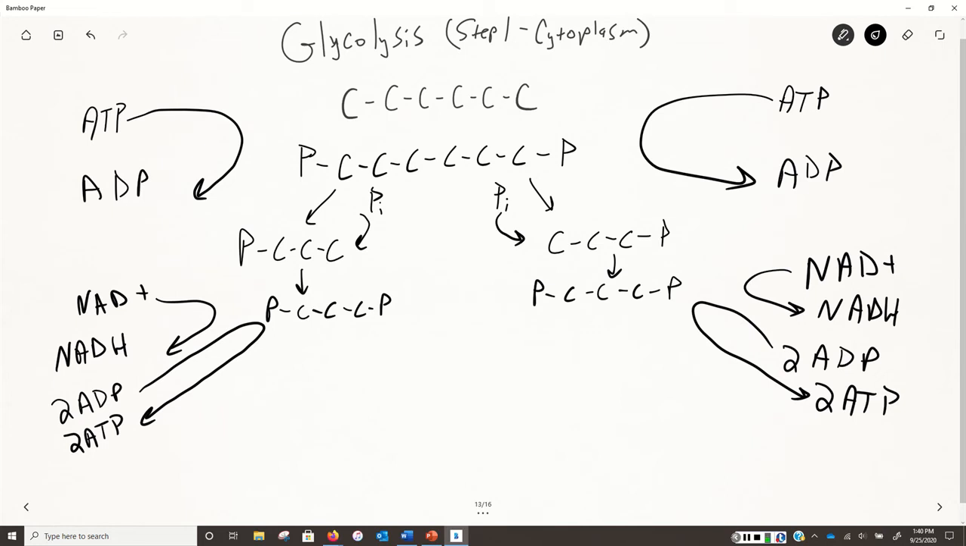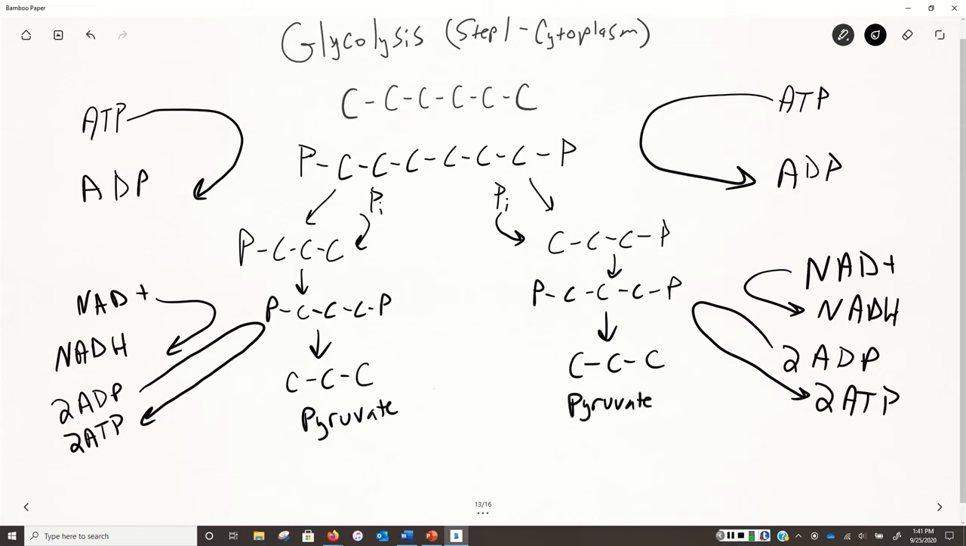So let's go ahead and see what happens up here. We are left with 2 3-carbon compounds. And those 2 3-carbon compounds, each one is called pyruvate, or we could call it pyruvic acid. Pyruvate or pyruvic acid.